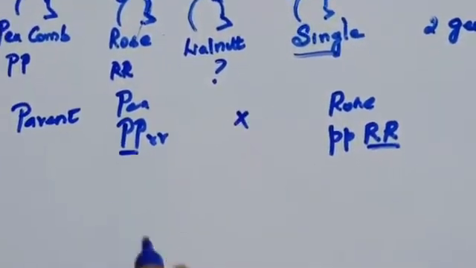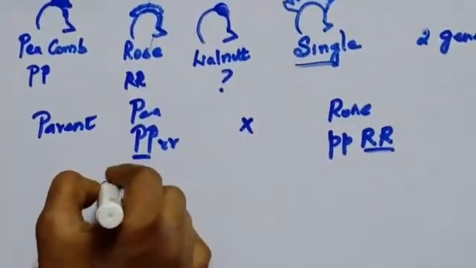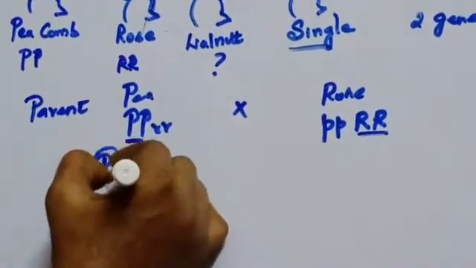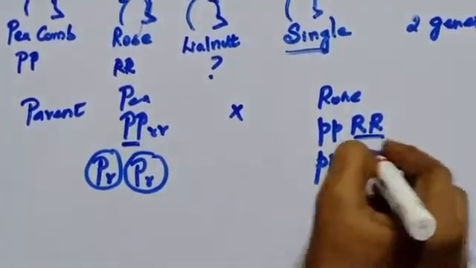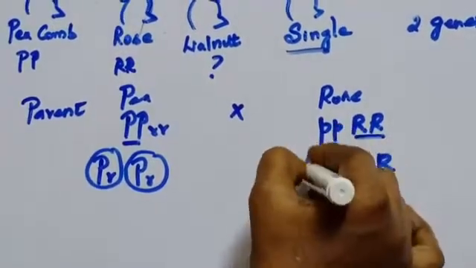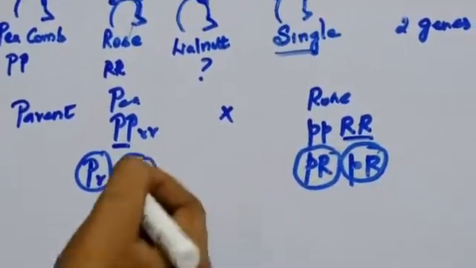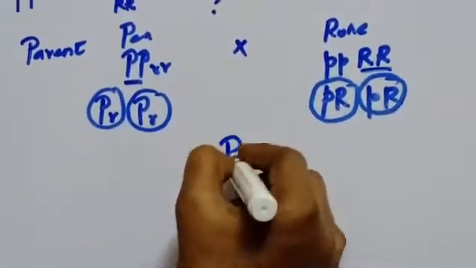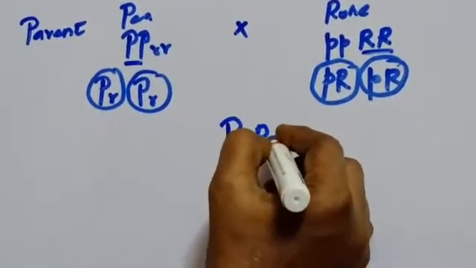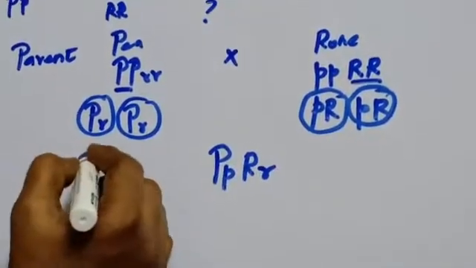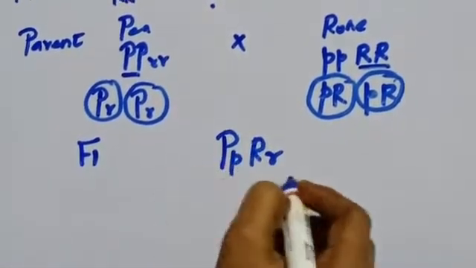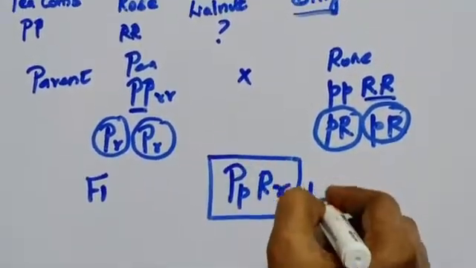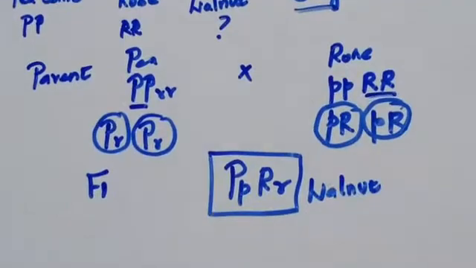When these two parents are crossed, first you form the gametes: capital P, small r, capital P, small r. These two are gametes. Same as small p, capital R, small p, capital R. These are the gametes. When crossed, capital P, small p, capital R, small r. So this is F1 progeny. Now what comb will it possess? The comb it possesses is walnut.